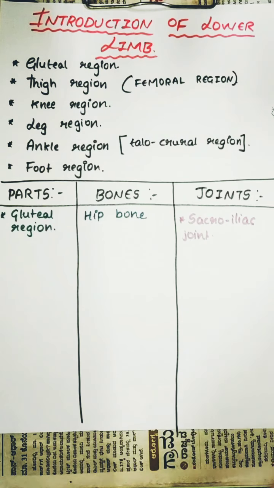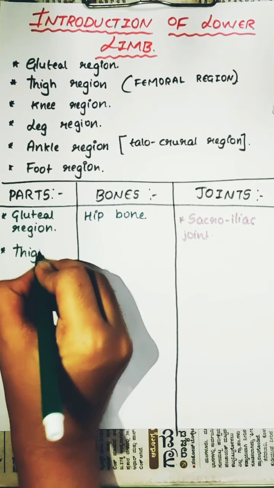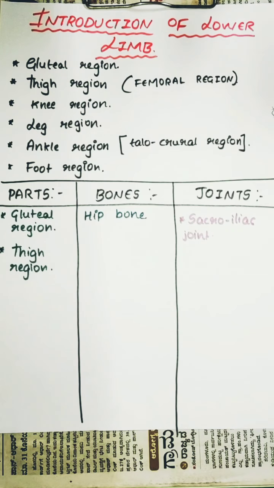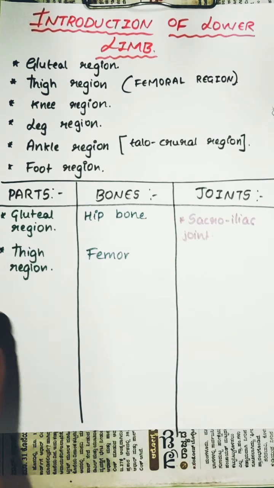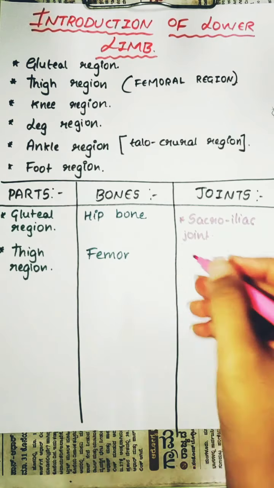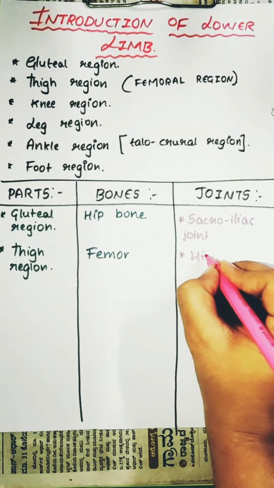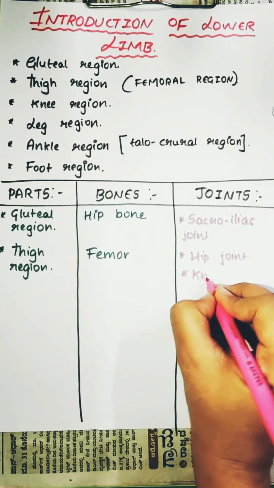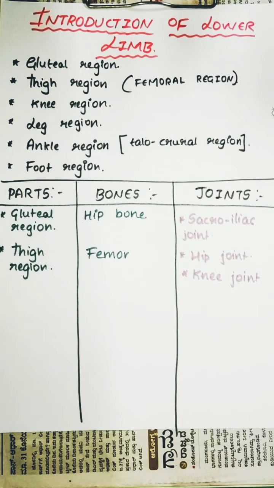The next region is the thigh region. In the thigh region there is a bone called the femur. It is also called the femoral region. There are two joints present, the hip joint as well as the knee joint.